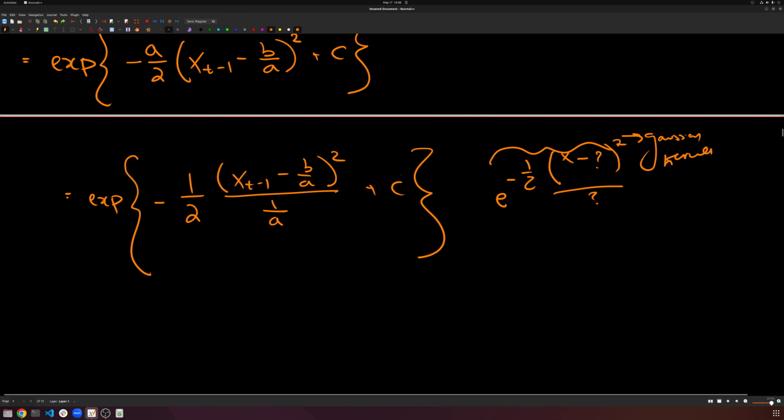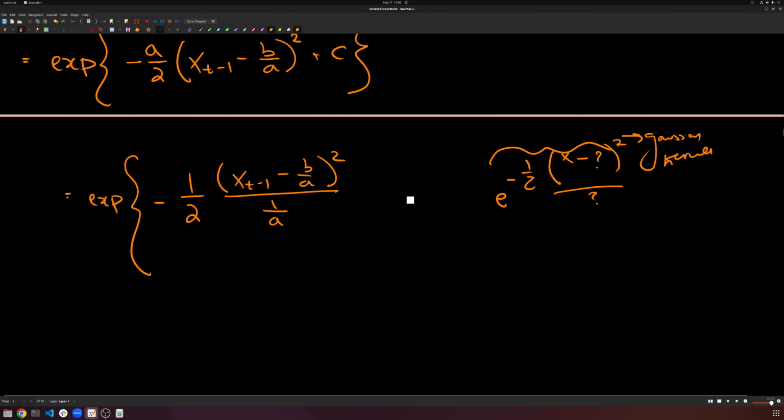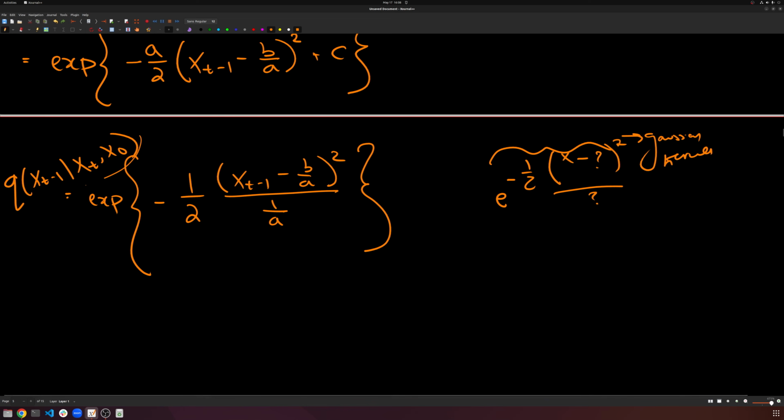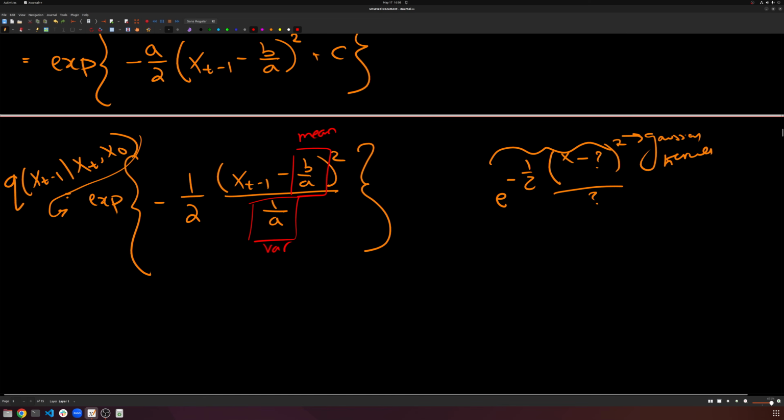It's just multiplied by some constant, because e to the power a plus b is e to the power a times e to the power b. We don't really care about this c. It's just going to be another normalizing constant that gets merged in somewhere else. So let's just look at this piece right now. If this is a Gaussian distribution, let's also write that this is our expression for q of x_{t-1} given xt and x0. That's the Gaussian distribution that describes this, which means this is the mean of the Gaussian distribution, and this is the variance, because that's our Gaussian distribution formula.